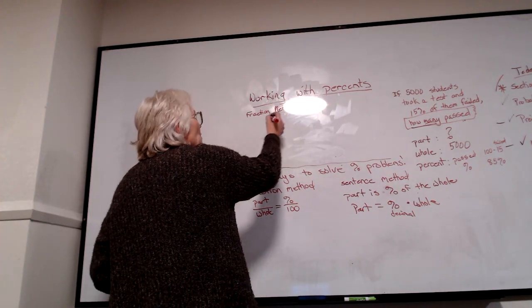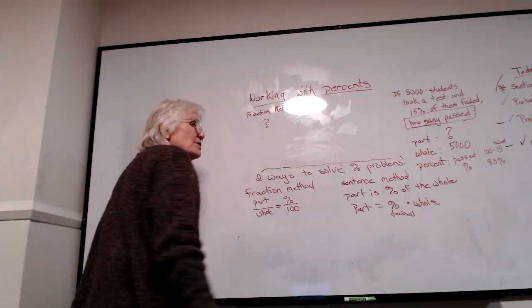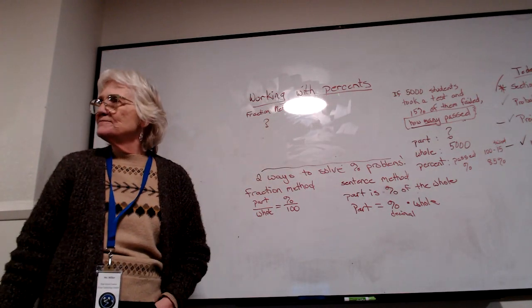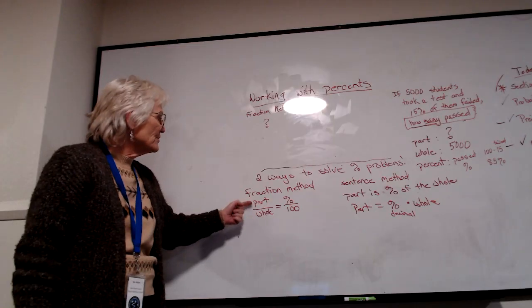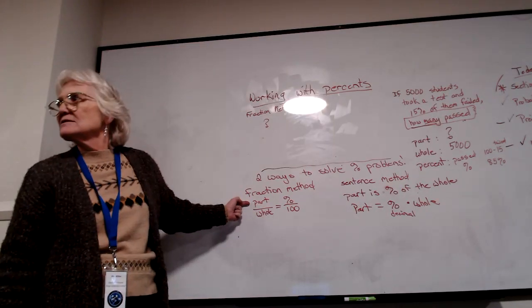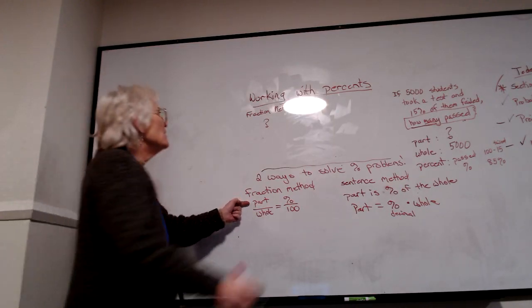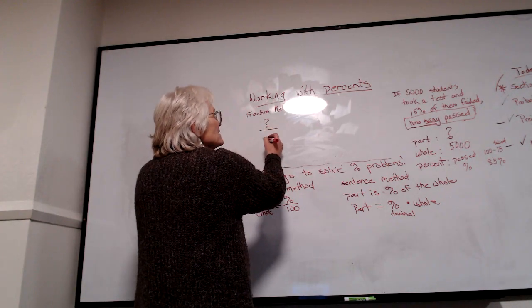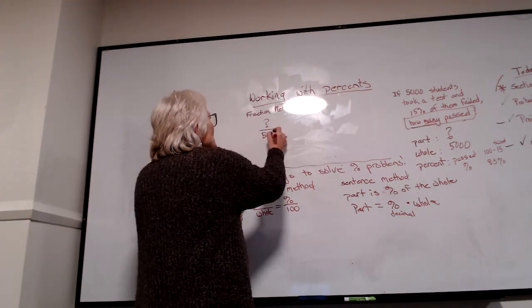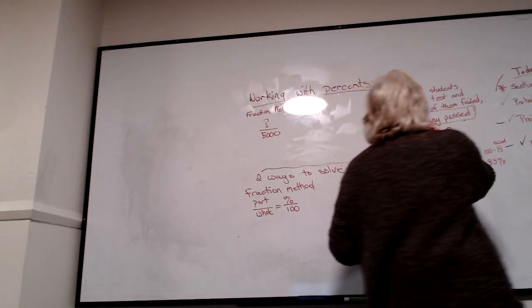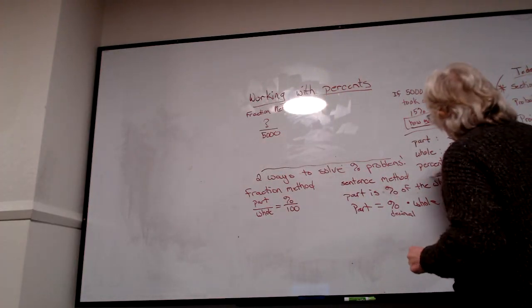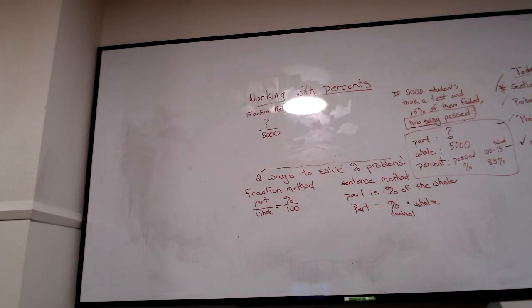Okay, so the part is what we're looking for. I'm going to put a question mark right there. Because it's the part over the whole, we don't know what the part is, so I'm going to put a question mark over the whole, which is 5,000, because I've already identified these. I've identified them right here, so we know what we're using.